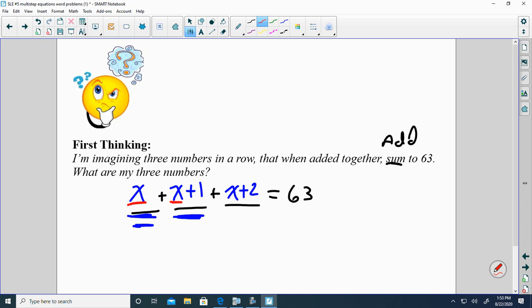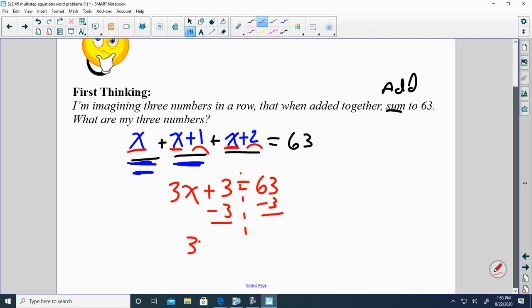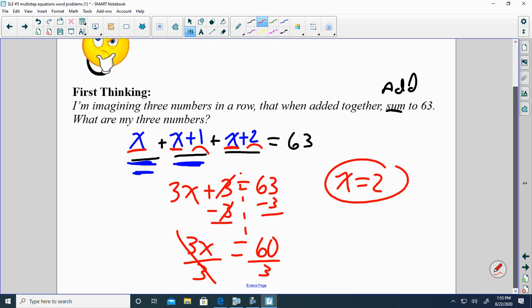It looks like we have 3 like terms. We have x's. How many x's do I have? Yeah, I have 3 of them. And then I have these like terms as well. 1 plus 2 is 3. It's equal to 63. Subtract 3 from both sides. So I'm going to wind up getting 3x, because those canceled, is equal to 60. Divide each side by 3. Those cancel. So it looks like x is equal to 20.